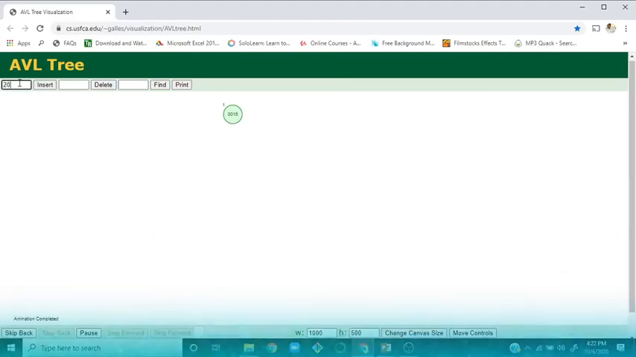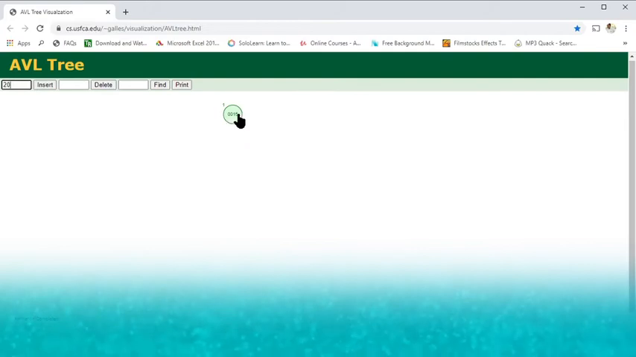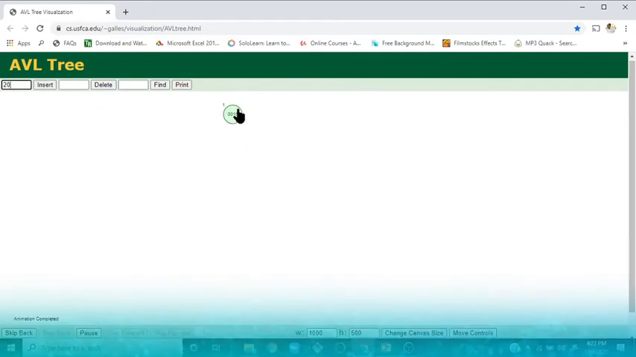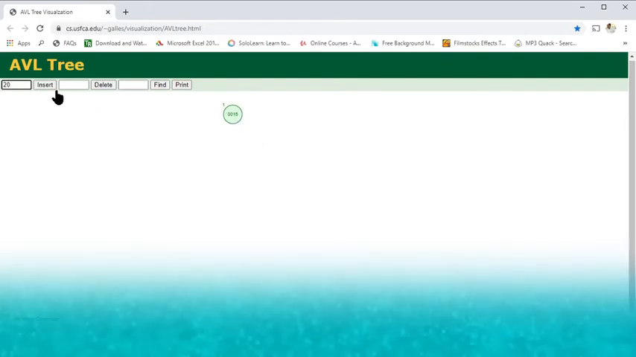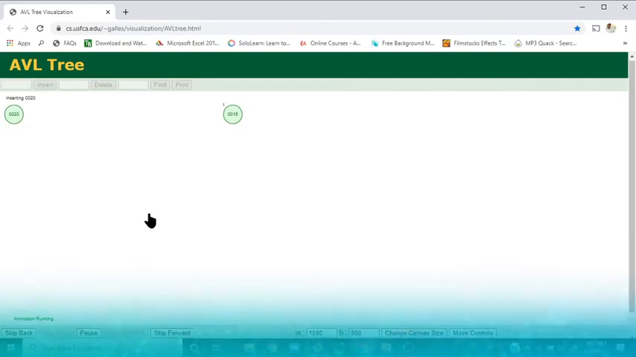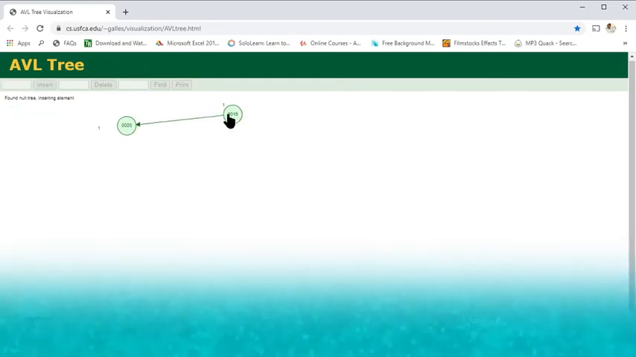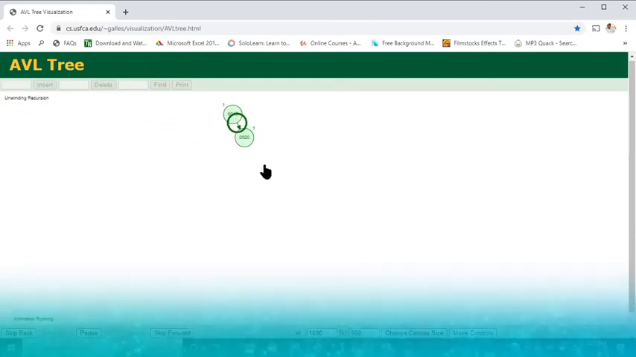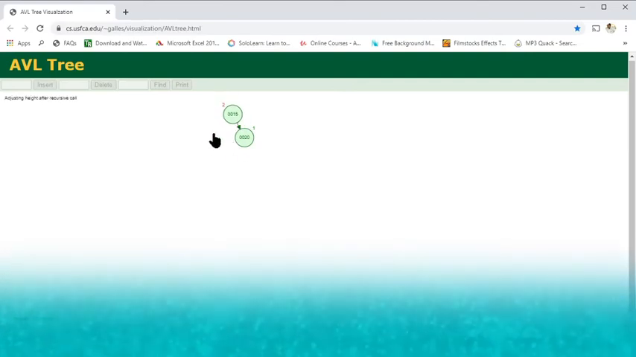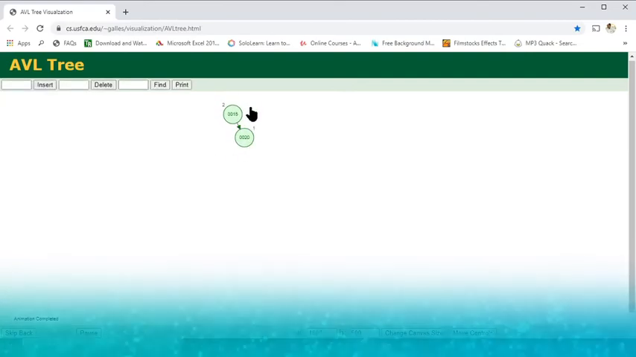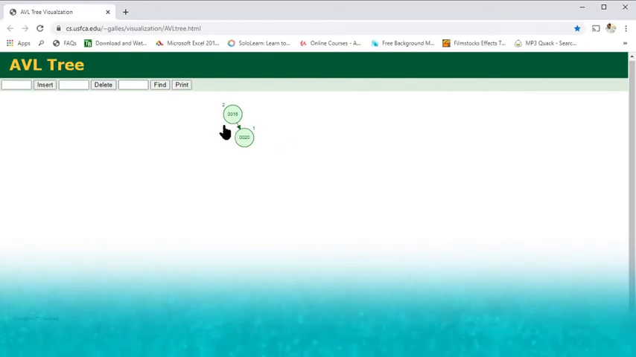Next, I am inserting 20. If I insert 20, that will be compared with this 15. 20 is greater than 15, so that will be inserted to the right side of 15. Now it looks for the balancing factor. 0 minus 1, here we get -1. Neglect this 2 and 1 and all. 0 minus 1, we get -1. It's a balanced one. Next, let me insert 24.